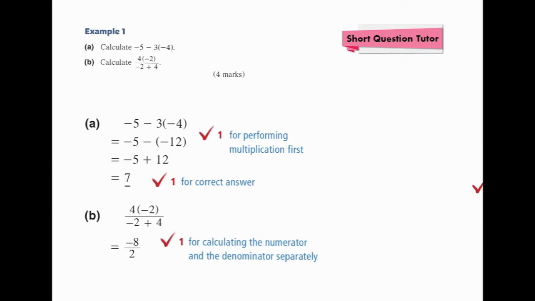Then, dividing -8 by 2 equals -4, which is the final answer. We can obtain the second mark. Example 1 is done.